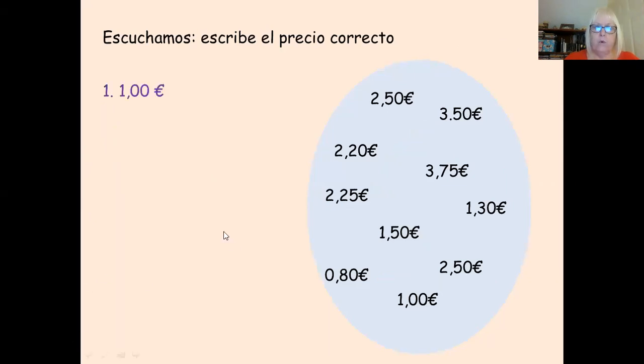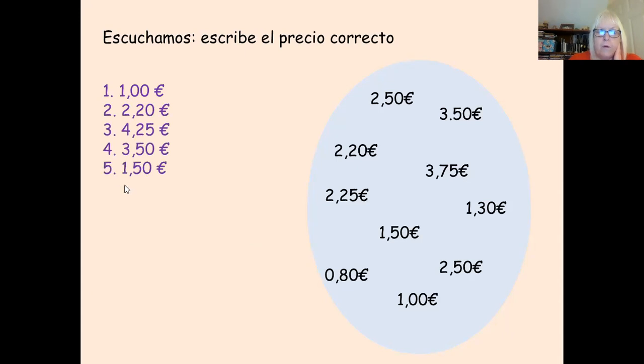The first one was €1, €1. Número dos, €2.50. Sorry, that's not wrong. €2.20. €2.20. Number three, this was the one I said wasn't on there, so we made you work a bit harder there. €4.25. Número cuatro, €3.50. Número 5, €1.50.